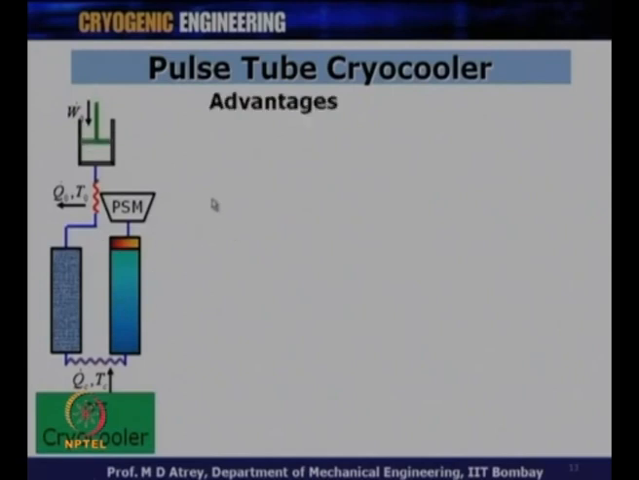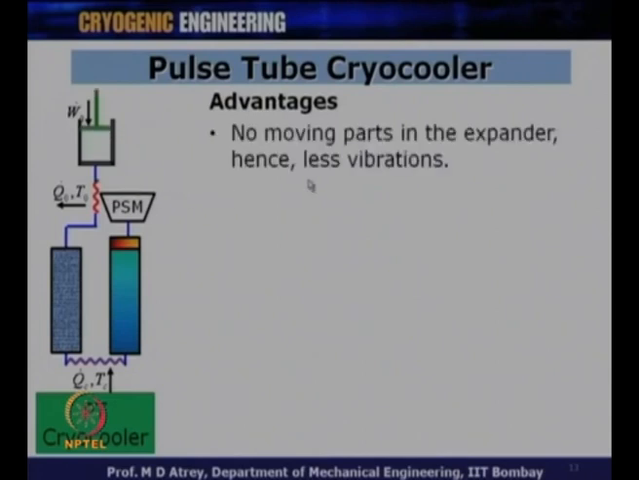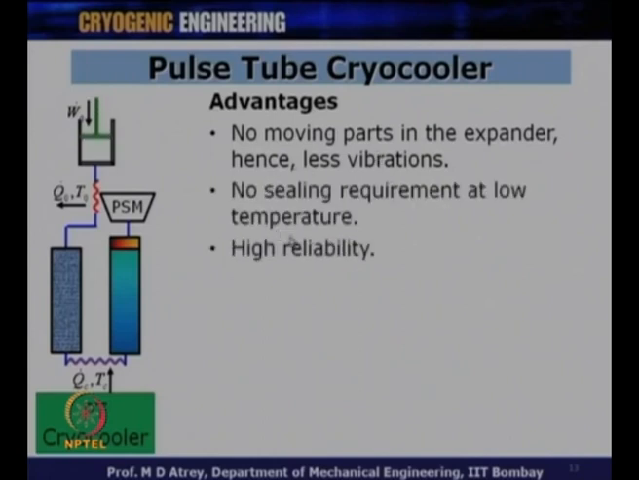What are the advantages and disadvantages? What are the uses of the pulse tube cryocooler in general? So, the advantages of the pulse tube cooler are obvious now. No moving part in the expander, hence less vibrations, which is a very important advantage of a pulse tube cooler as compared to other cryocoolers. There is no sealing requirement. The moment you do not have a mechanical drive, there is no sealing requirement at low temperatures. Therefore, the problem of rubbing seals does not arise.